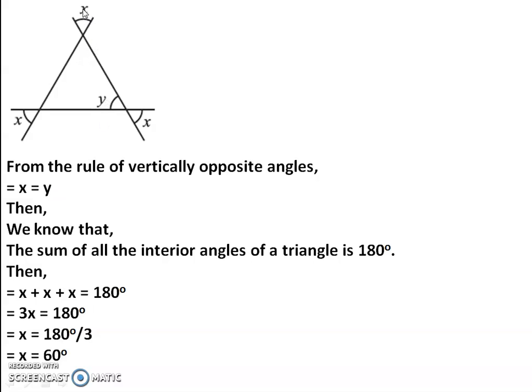Here, if this angle is x, I can write this angle is also x. Can you tell me why? Because they are vertically opposite angles. Okay. Here also the same thing I will apply. x and this angle are the same. So I can write this as x, this angle as x, and here instead of y, I can write x.